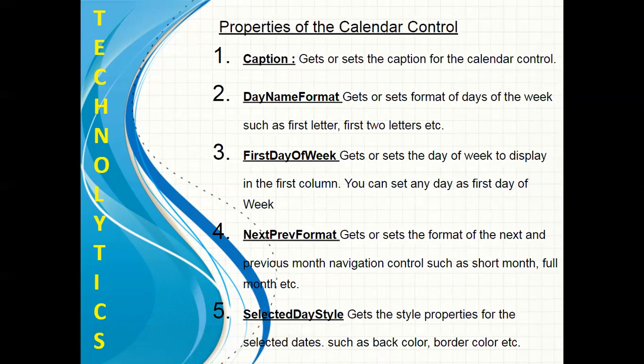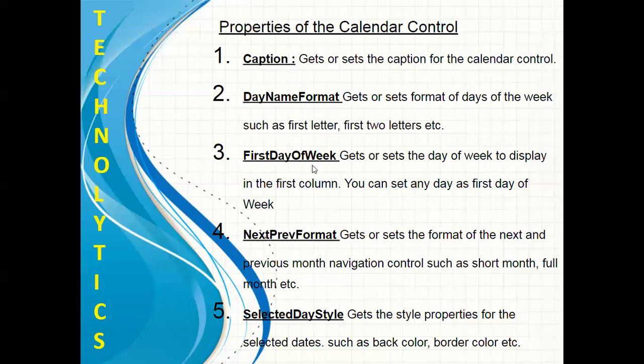First property is caption, which you can use to set the caption for the calendar control. Day name format: you can set the format of days of the week, such as first letter. Maybe for Sunday, you can say simply S as a first letter. You can say SUN, that is first three letters, or maybe SU, first two letters. So you can make these changes using the property day name format.